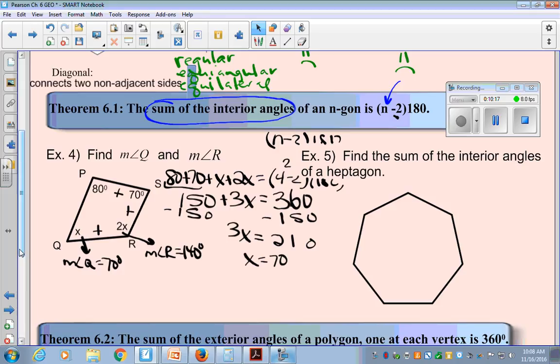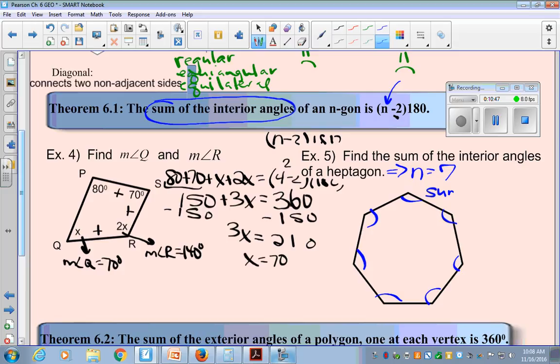So we want the sum of the interior angles of a heptagon. That's how many sides, guys? Seven. A heptagon has seven sides, so you guys are going to draw a seven-sided figure. The interior angles, when I add them all together, it's going to be equal to 7 minus 2 times 180, or 5 times 180, or 900. And if you want to put units on that, that's degrees.